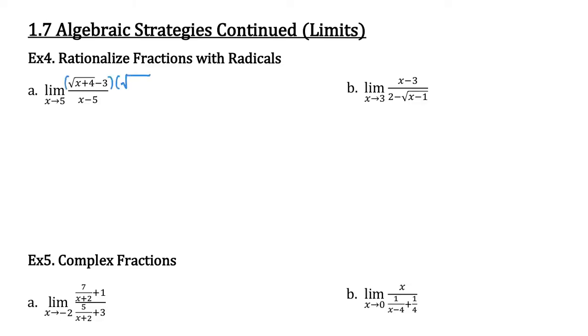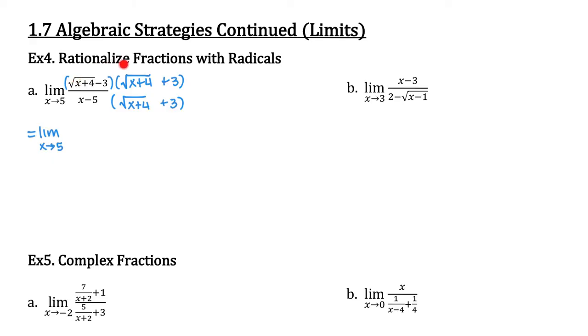Okay, so this is the square root of x plus 4 minus 3. The conjugate is the square root of x plus 4 plus 3. If I do it to the numerator, I'm going to do it to the denominator. The reason we like multiplying by the conjugate is because it creates a difference of squares. So if I multiply the square root of x plus 4 minus 3 times the square root of x plus 4 plus 3, I'm just going to make a difference of squares.